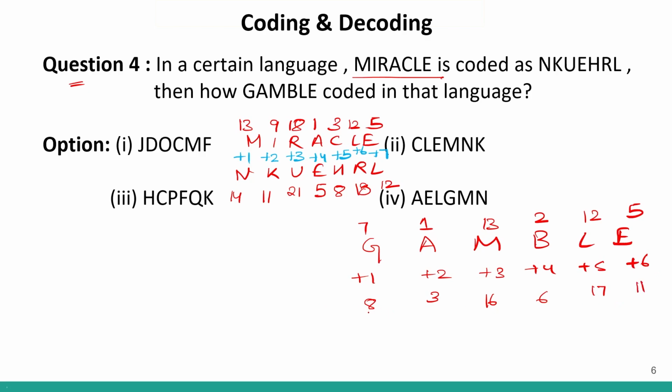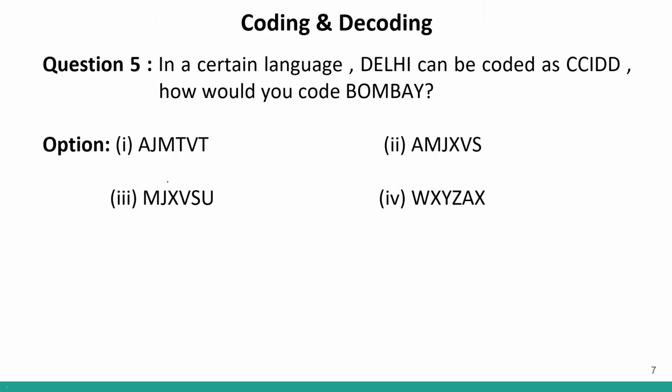So at 8th rank we have H, correct? 8th rank we have H. 3rd rank we have C. 16th we have P. 6th we have F. 17th we have Q. 11th we have K. So my code will be HCPFQK and this is given in option number 3. So option number 3 will be the correct answer to this question. Clear? Now, moving on to question number 5.